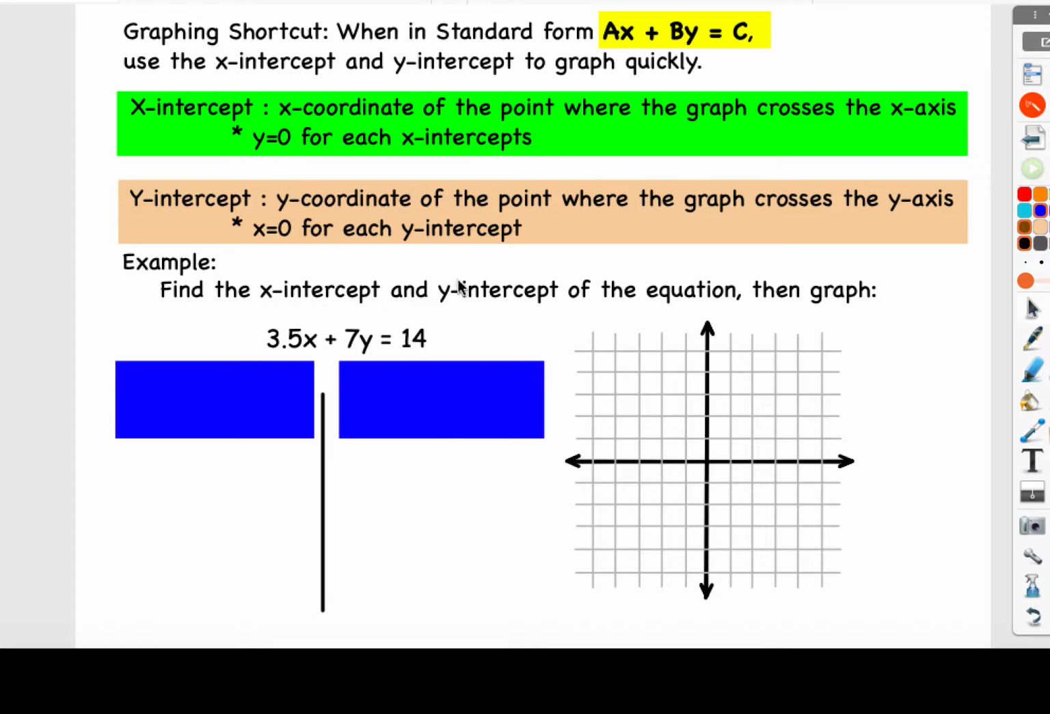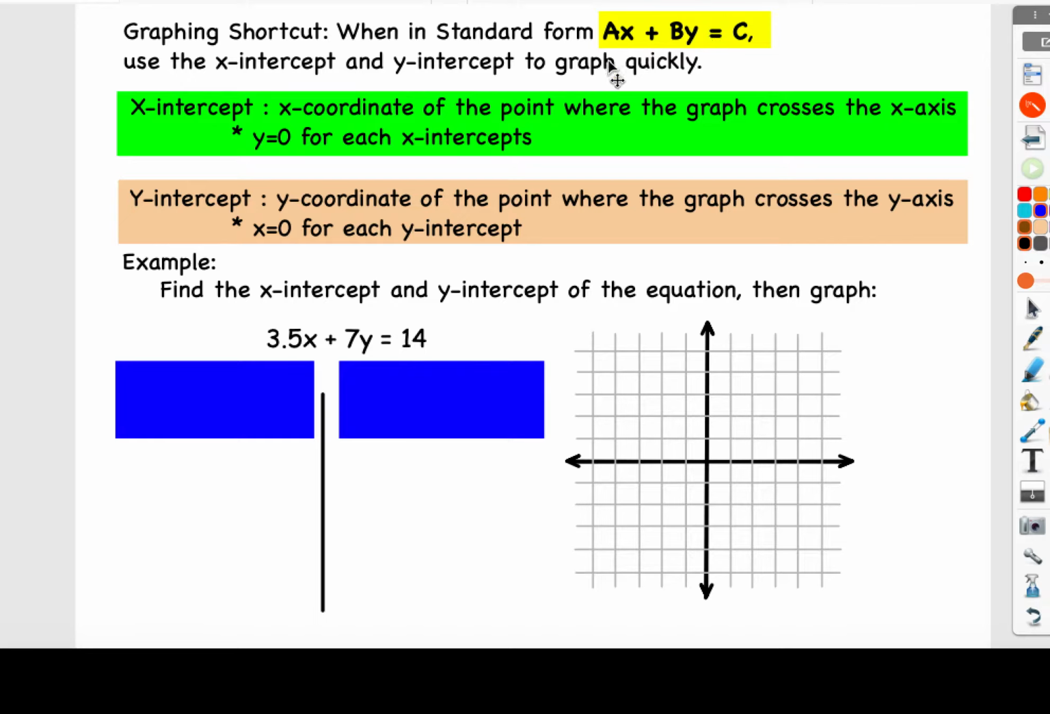Another way to graph, and a great way to graph, especially when we're in what's called standard form. Again, an equation such as the one on the bottom there, but notice that x and y are both on the left side, and we have a constant of some sort. Down here, that would be the 14, right? There's no variable there. Some sort of constant number on the right side, but we've got a couple of coefficients, a and b, right now 3.5 and 7, and a constant on the other side, 14. That's that standard form, right? ax plus by equals a constant.